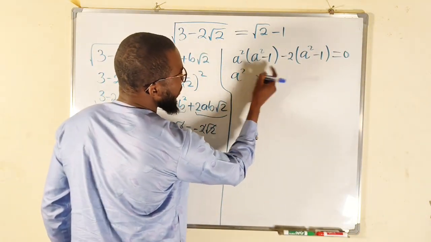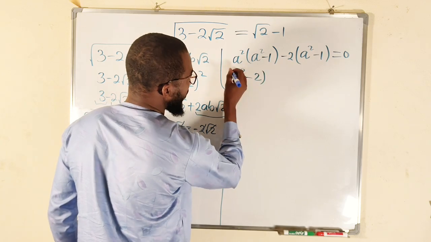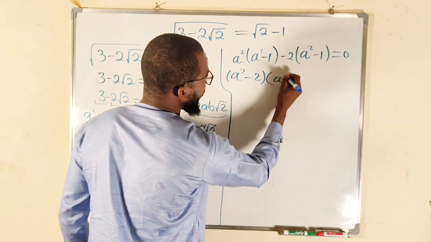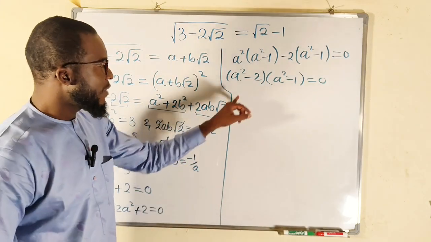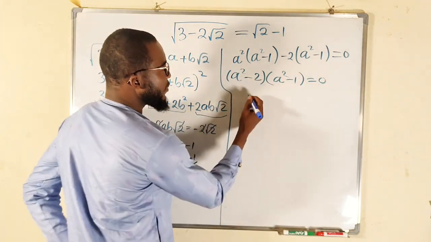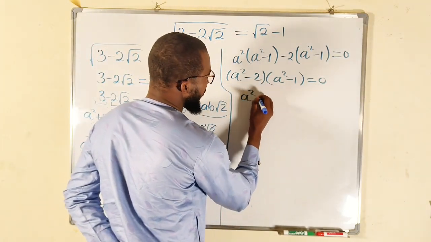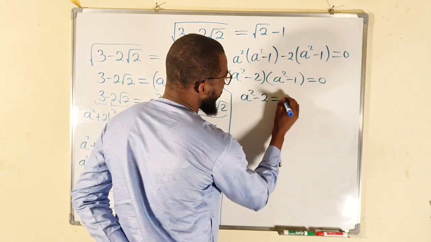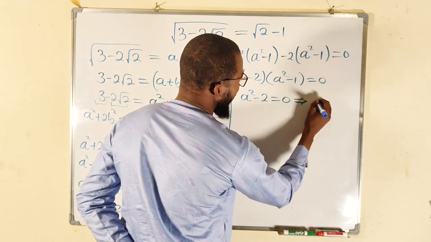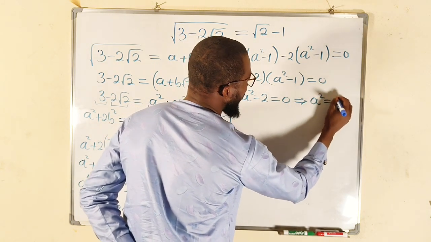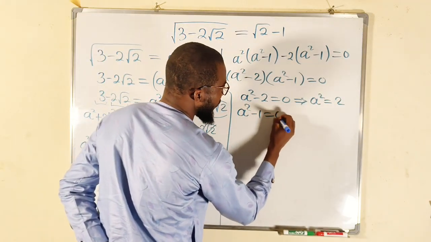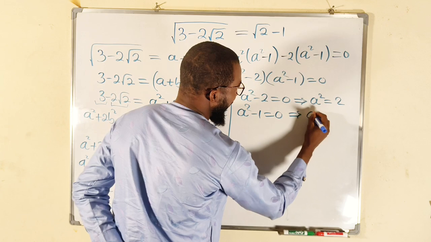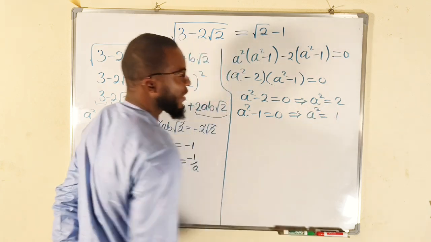A squared minus 2 multiplied by a squared minus 1, right? This is equal to 0. So it implies either this or this must be equal to 0. So if a squared minus 2 is equal to 0, it implies that a squared must be equal to 2, right? A squared minus 1 equal to 0, it implies that a squared must be equal to 1.